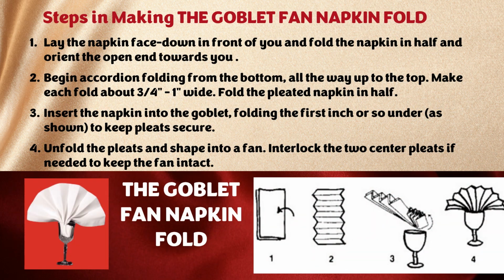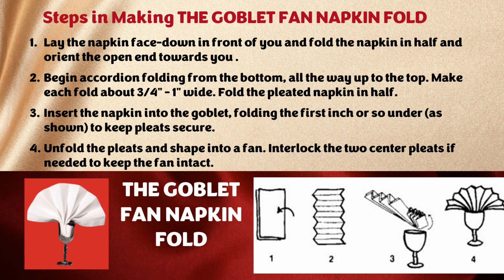The goblet fan napkin fold. 1. Lay the napkin face down in front of you, fold the napkin in half and orient the open end towards you. 2. Begin accordion folding from the bottom, all the way up to the top. Make each fold about 3/4 to 1 inch wide.